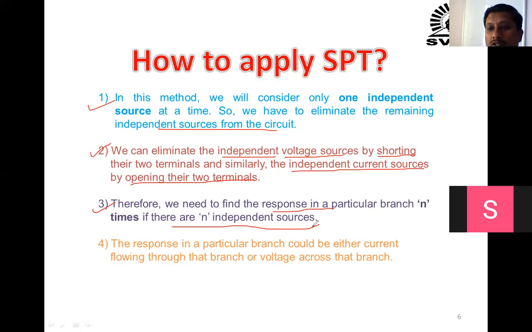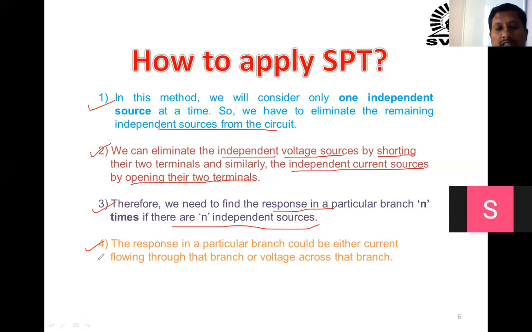Next, you can keep the second source active, and then you can get the value of I2. And after that, finally, you take the algebraic sum of the responses, and you can get the final answer. Means you are applying it two times, because two independent sources will be there. Like this, you have to calculate the responses n times if there are n independent sources. If three are there, you can get I1, I2, I3, or V1, V2, V3, whatever the response may be, and finally you have to add them.